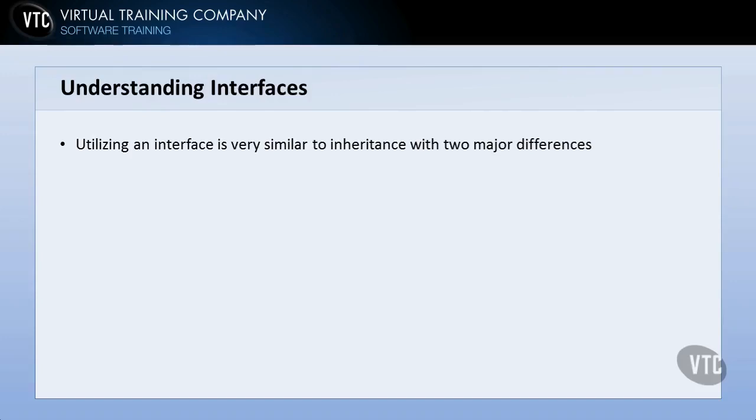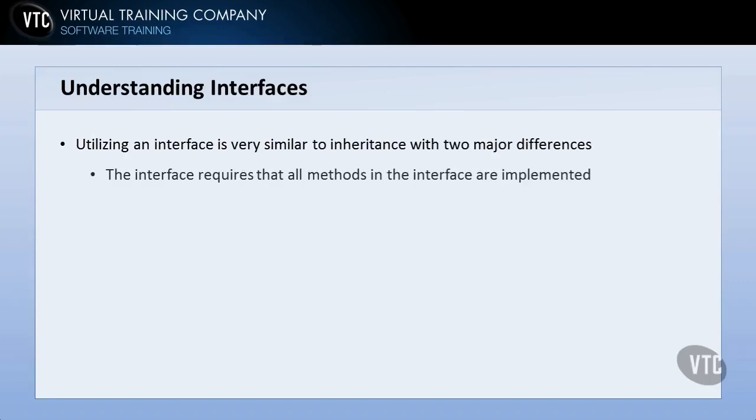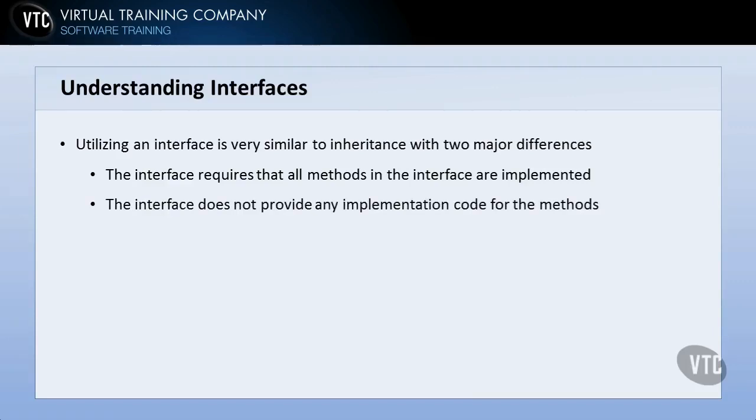A lot of people are using them and not really understanding the significance of them, so let's work through that. Now, utilizing an interface is very similar to inheritance with two major differences. The first one being that the interface requires that all methods that are laid out in the interface are implemented in the class that's inheriting the interface. And we'll talk about terminology in just a couple of minutes here. Now, the interface does not provide any implementation code for the methods. And some of you are thinking, sounds an awful lot like an abstract class. Well, just hang on and you'll see here.